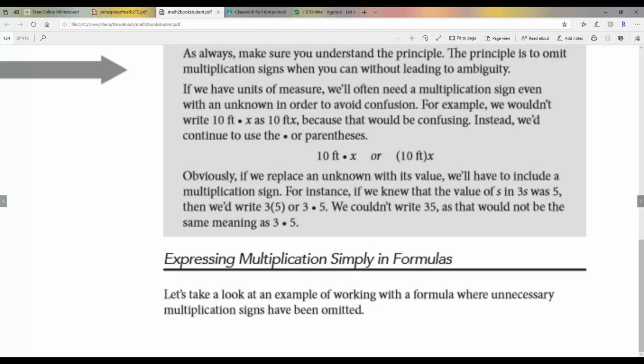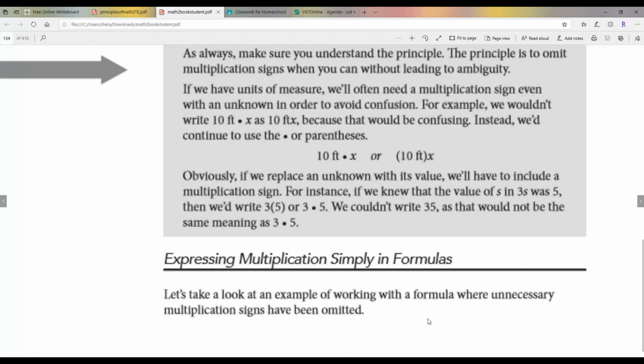Obviously, if we replace an unknown with its value, then you'll also have to include the multiplication sign. That's what I was talking about a while ago with the 2 and the 5. If you have 3 times 5, you wouldn't write it this way because that's 35. So when you have two numbers or you have units and things, sometimes you do still have to use it.